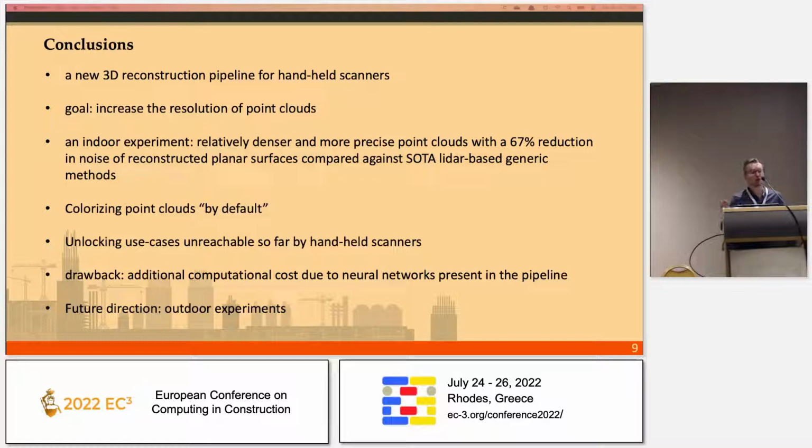And the drawback, obviously, is that there are 2 neural networks there, which require quite a lot of computational cost, which is kind of hard to get on mobile devices, which have very limited resources. And the future extension of this paper would be to do experiments outdoors, ideally on a construction site.